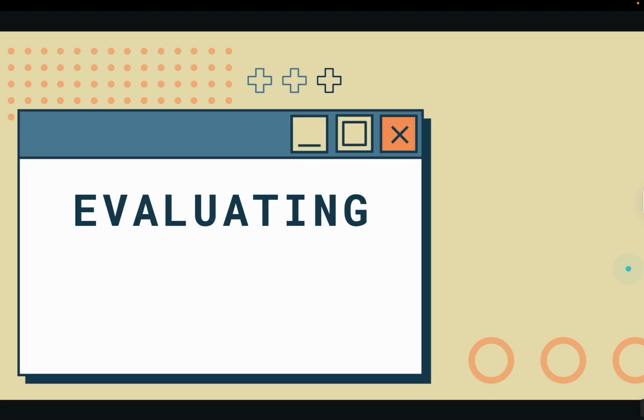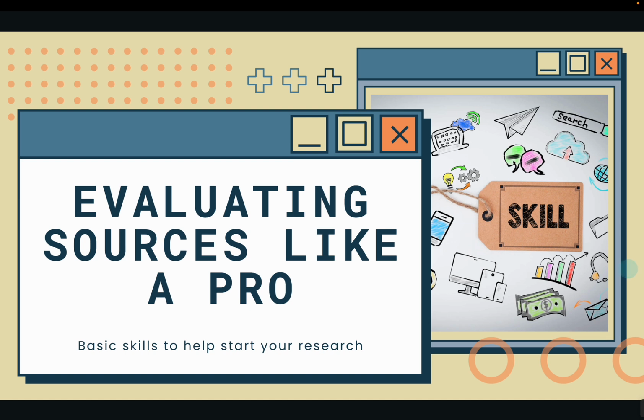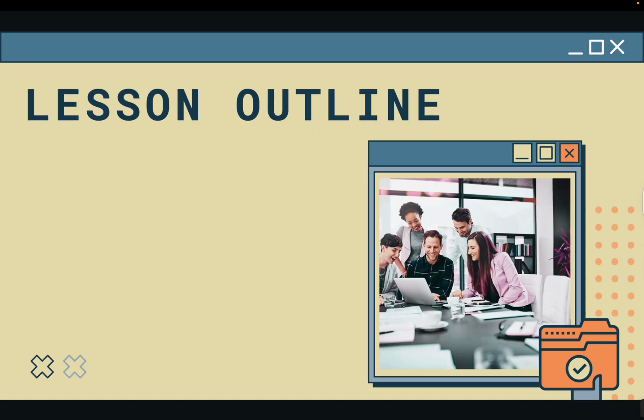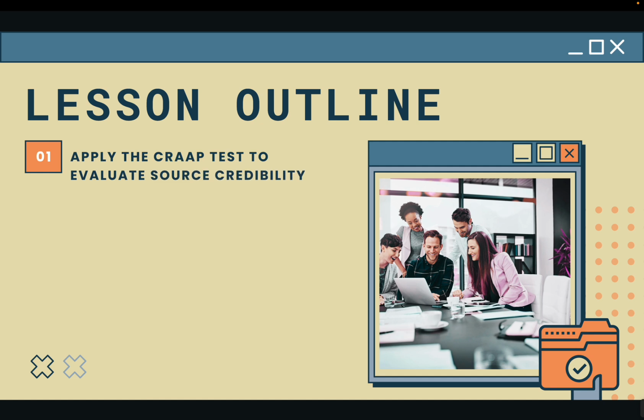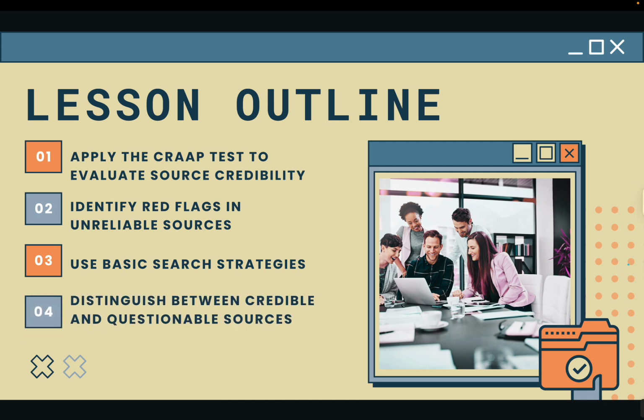So we are going to go over evaluating sources like a pro. Basic skills to help you start your research. Our lesson outline today is first to apply the CRAP test to evaluate source credibility. Second, to identify red flags and unreliable sources. Third, to use basic search strategies. And fourth, to distinguish between credible and questionable resources.